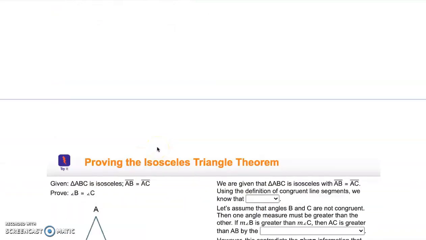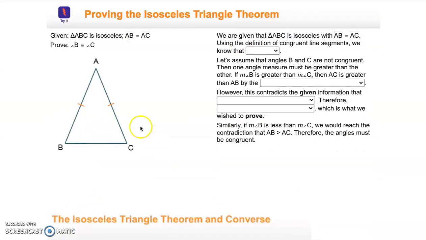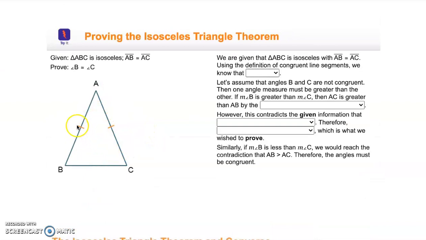So I'll just walk you through one of these. Triangle ABC is an isosceles triangle, and these are our two congruent sides, and we want to prove that angle B is congruent to angle C. Using the definition of congruent line segments, we know that the measure of AC is equal to AB. Not just that they're congruent, but they're the same length. So let's assume that B and C, this is the contradiction part, are not congruent. We want to prove that they are, so we're going to assume the opposite.